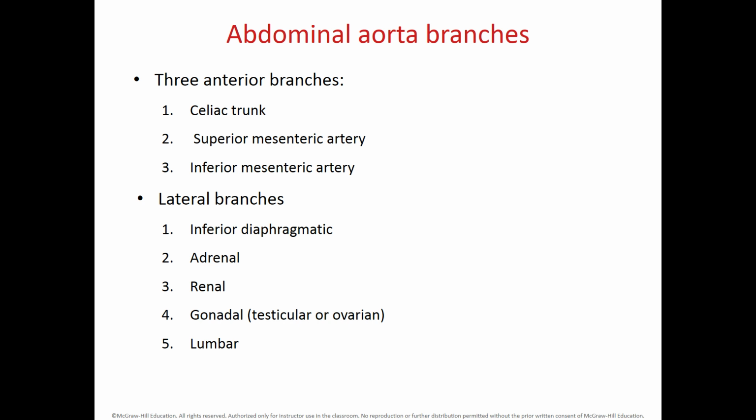Now the lateral branches of the abdominal aorta are going to be the inferior diaphragmatic, the adrenal, which is going to provide blood supply to the adrenal gland, the renal arteries, which are going to provide blood supply to kidneys, gonadal, which are going to provide blood supply to the testicles in males or to the ovaries in females, and the lumbars, which are going to provide blood supply to the lumbar muscles and different structures within that area.